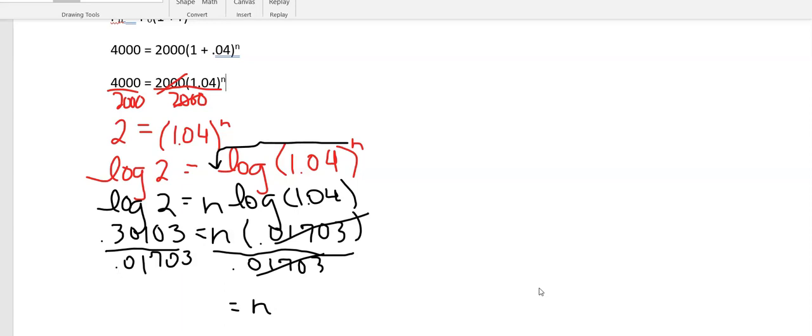Oops. If I could type into my calculator anyway. And I get 17 point, and I'll round it off to 2 decimal places, 68. So between 17 and 18 years for this population to double. That's quite a bit of time, but it is a small town.